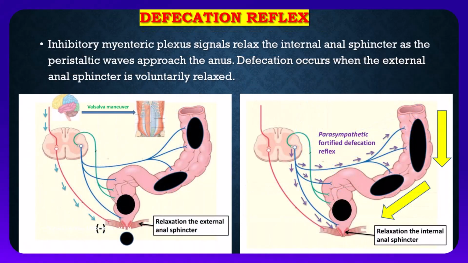Inhibitory myenteric plexus signals relax the internal anal sphincter. When these reflexes are generated for defecation by the gastrocolic reflex and from the rectal side, the myenteric plexus inhibits the internal sphincter and relaxes it as the peristaltic wave approaches the anus. Defecation occurs when the external anal sphincter is voluntarily relaxed. The external sphincter is under voluntary control from the higher center in the brain through pudendal nerve signals. When the situation is favorable for defecation, the higher center sends signals through the pudendal nerve to relax the external sphincter, leading to evacuation of feces outside the body.